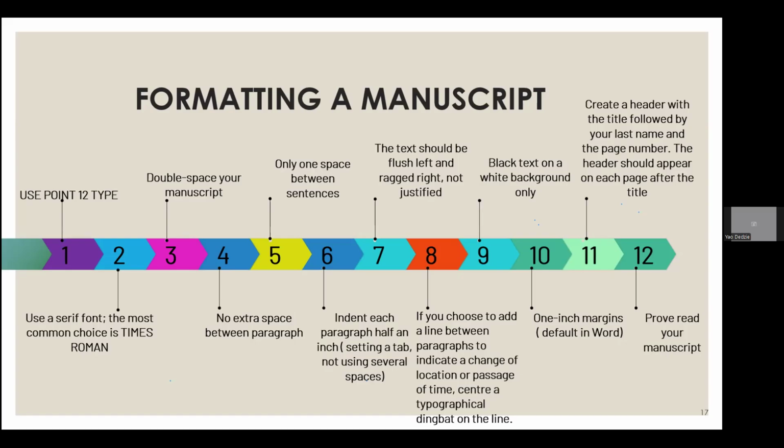And then, of course, the text itself should be in black and the background in white, just like a normal print on paper. The margin should be one inch. Okay, and then you should create a header with the title followed by your last name and the page number. Last but not least, after you've followed all these points, you have to proofread the manuscript yourself.